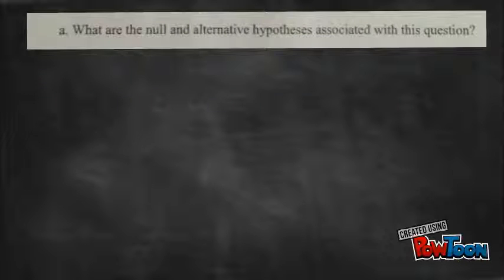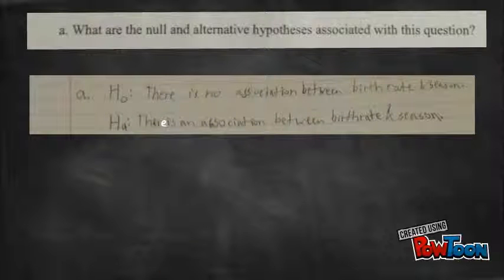A. What are the null and alternative hypotheses associated with the question? The null hypothesis is that there is no association between birth rate and season, while the alternative is that there is an association between birth rate and season.